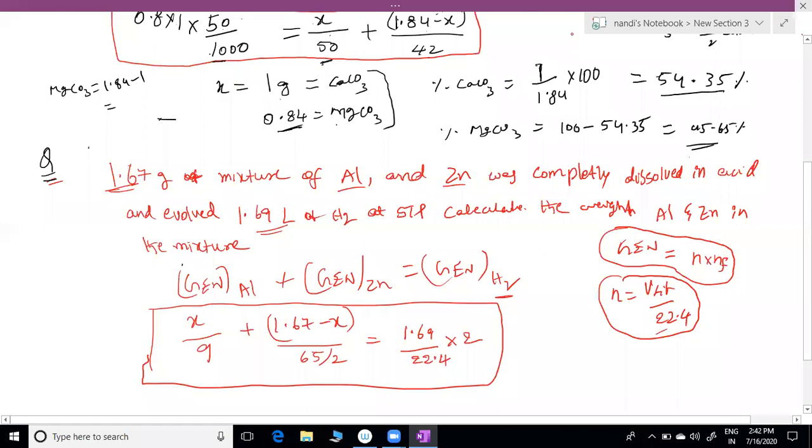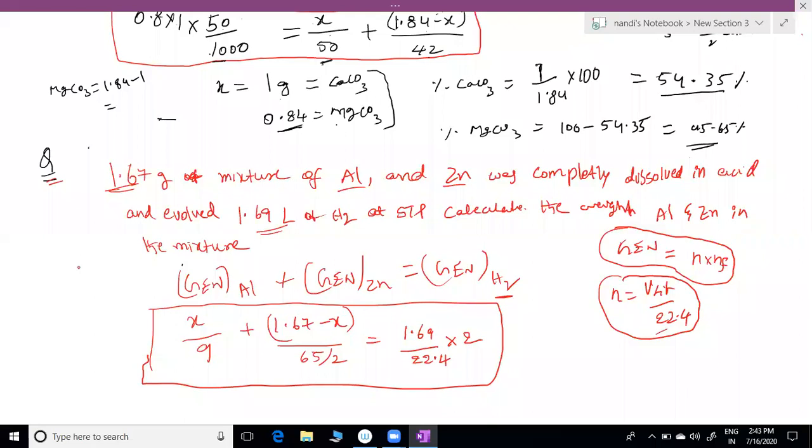Devadarshan, what's your doubt, sir? I can't understand what you substituted in the place of V. Where is the V, sir, here? I didn't substitute anywhere. In terms of weight, we can also write the gram equivalent number for the given weight. I am taking X grams, and I am assuming 1.67 minus X grams is the remaining zinc. Its equivalent weight is 65 by 2. N factor is 2. This is volume.